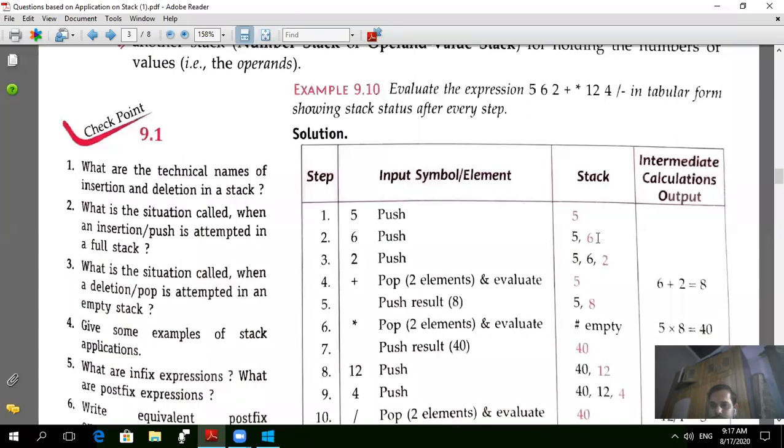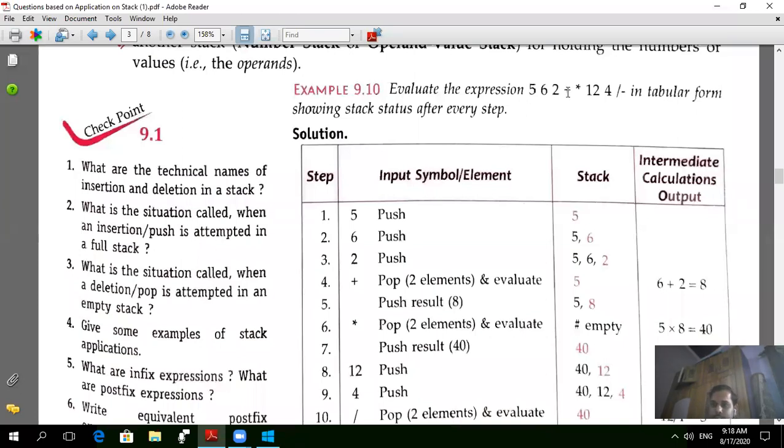Now after the 5, 6 will come. Then 2 is again an operand, so 2 will come. Here the red color shows the topmost element of the stack. This means in the first step 5 is the topmost element, in the second step 6 is the topmost element, and in the third step 2 is the topmost element.